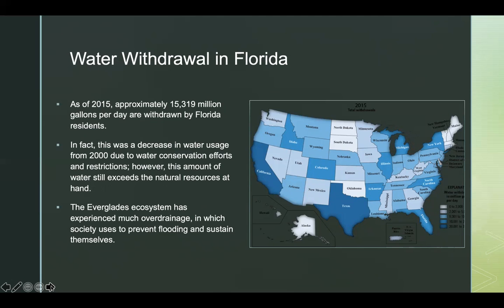As you can see in the picture on the bottom right, you can not see the whole thing, but Florida is about 10,001 to 20,000 millions of gallons of water per day. The Everglades ecosystem has experienced much over drainage in which society uses to prevent flooding and sustain themselves.